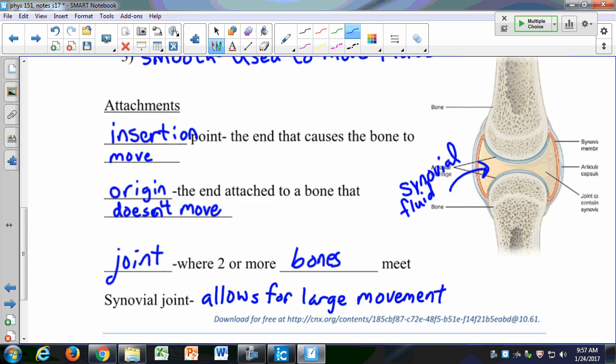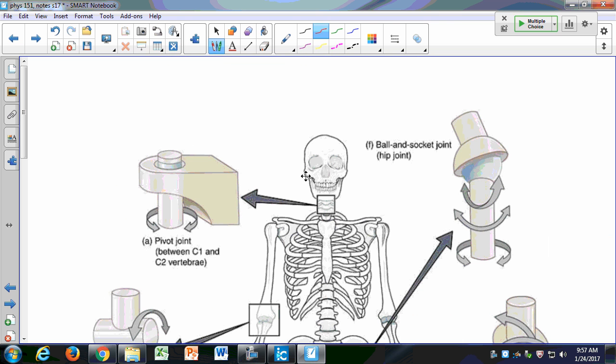So you also have cartilage. I think there was a quiz question about this. Wasn't there a quiz question? Yes, you have cartilage on the ends of the bones. These are synovial joints. See, on the next page, I have just a picture of the different joints.